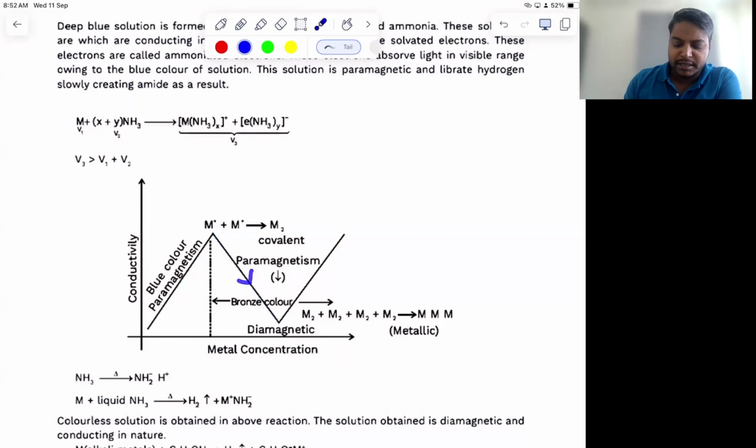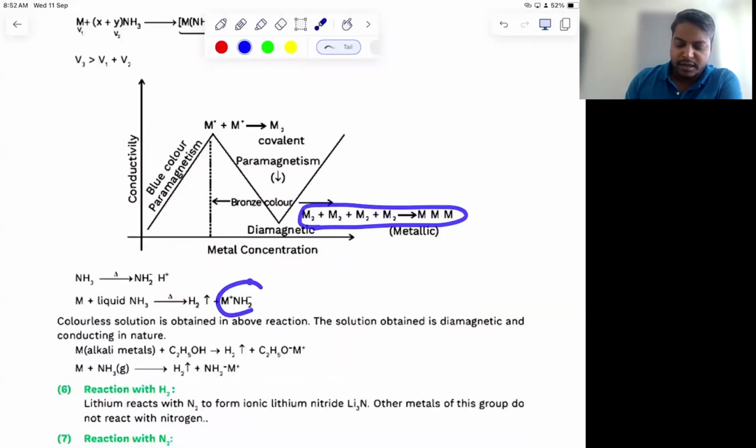The paramagnetic nature decreases and it will start becoming more of a bronze color, and the diamagnetic nature starts increasing. What is happening here is that the metals will start making some kind of metallic bond, or they will come out as H2 gas. As the concentration further increases, they will start becoming H2 gas.